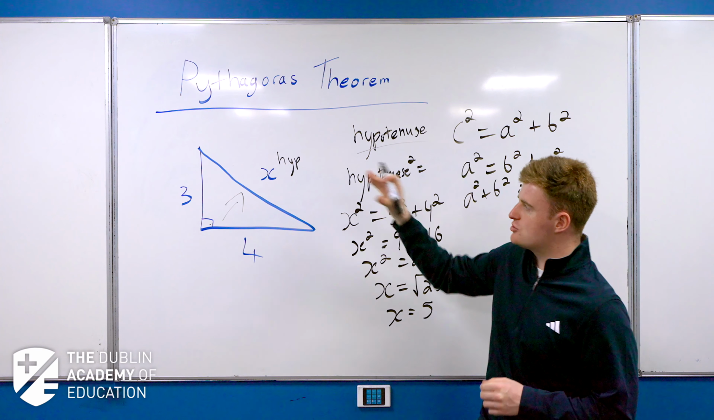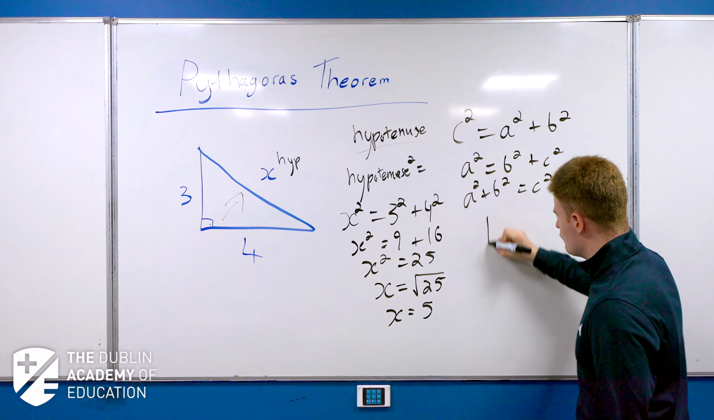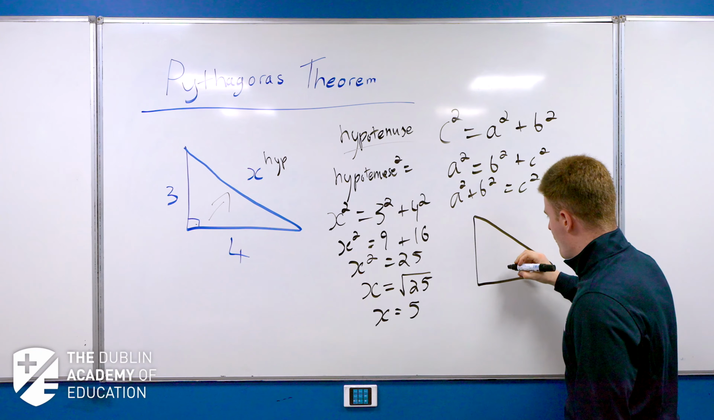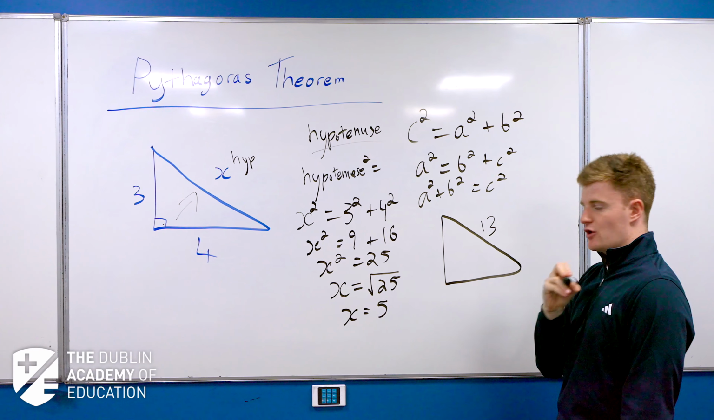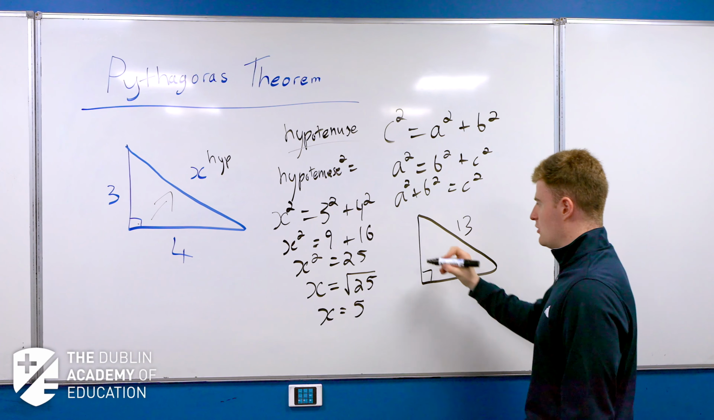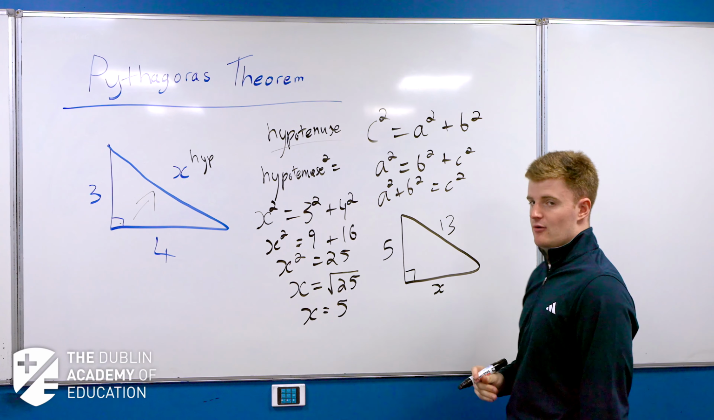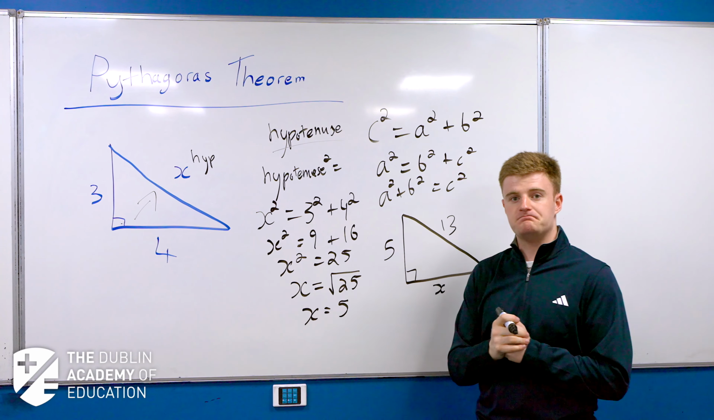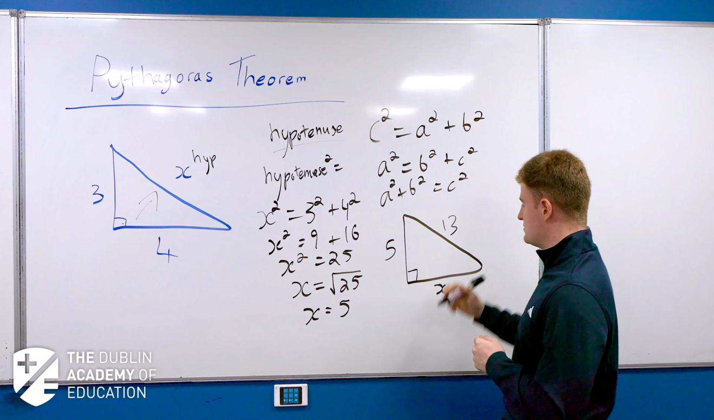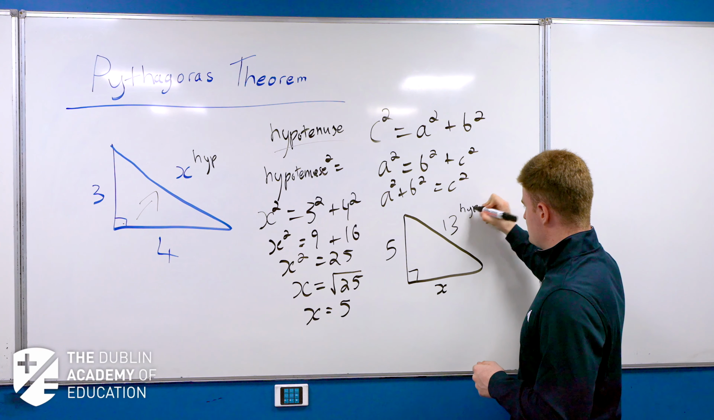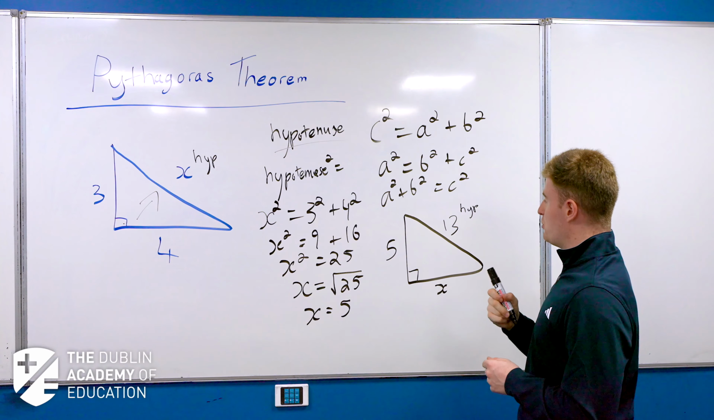Now, what if we're not trying to find the hypotenuse? I'll draw another right angle triangle out here. And this time, we know that that side is 13. We have a right angle triangle, and we know that this side is 5. And we're trying to find this side down here. What are we going to do? Same idea, label the hypotenuse. This one here is the hypotenuse. So we're going to put that into the formula.